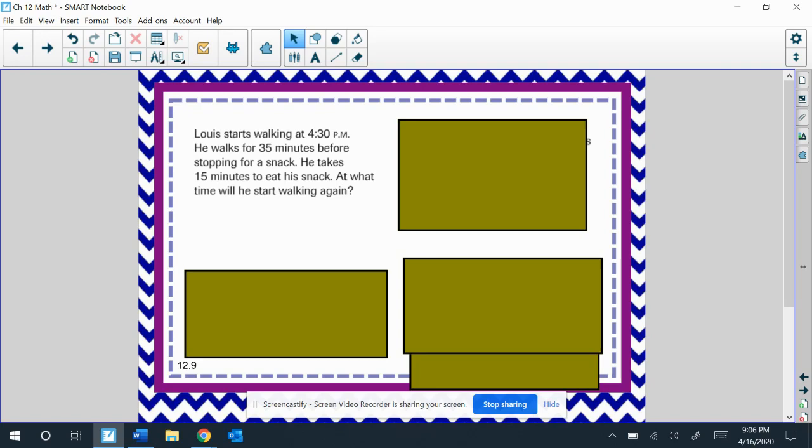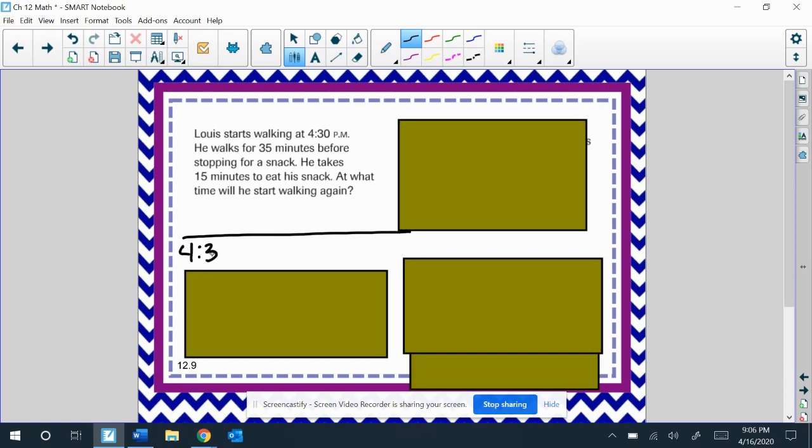Well, this one I'm going to help you set up. It does say that he starts walking, but that does not mean at the start. He starts here at 4:30. It wants to know after his break, when does he go again? So go ahead and solve it now.